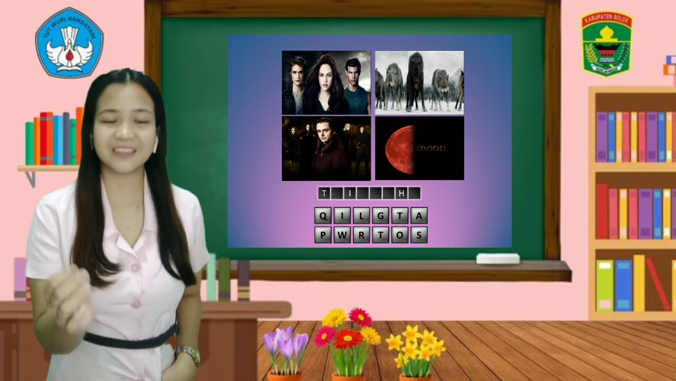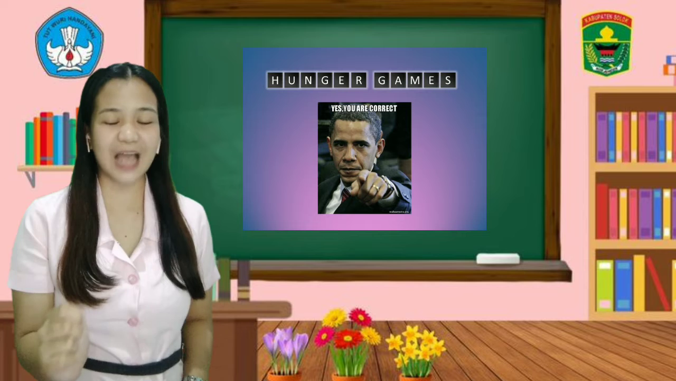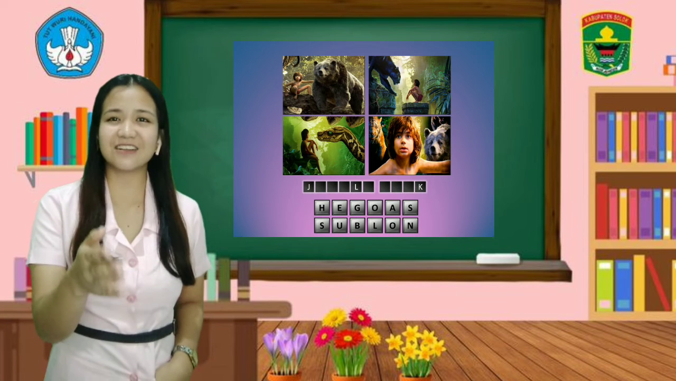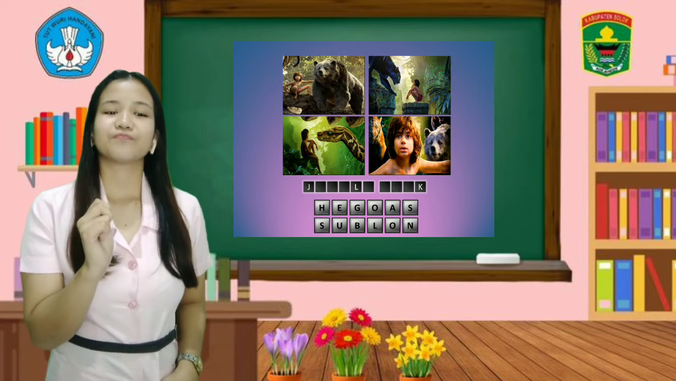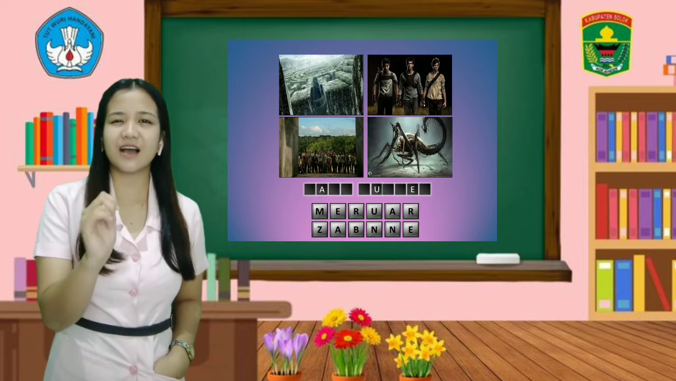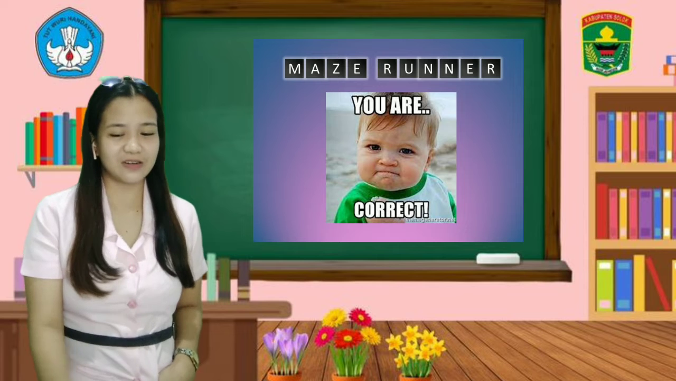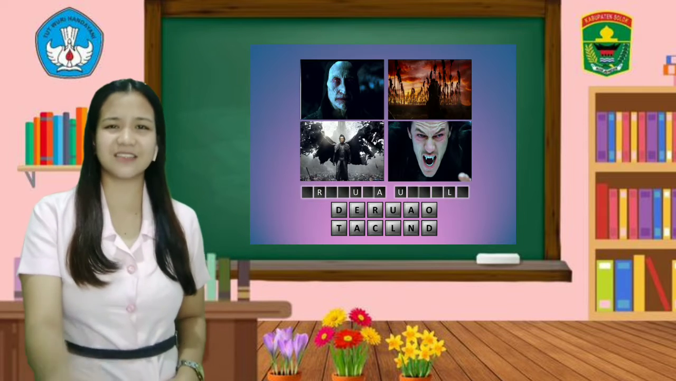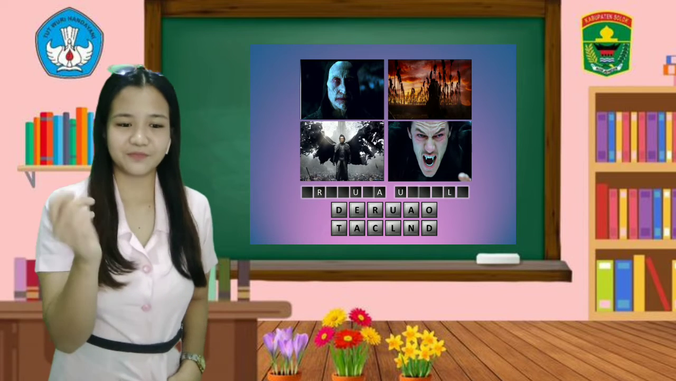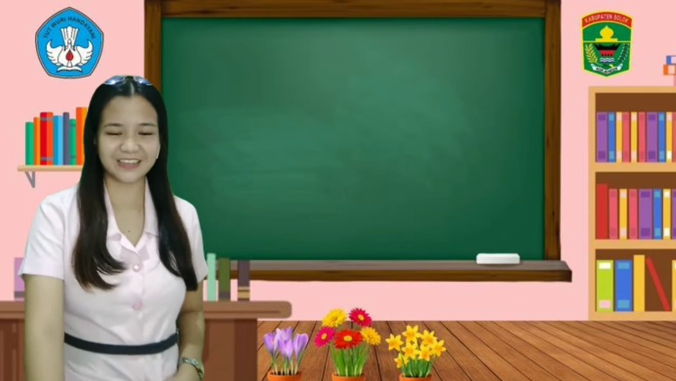Next, Jamie. Twilight. You are correct. Next, Jane. Hunger Games. That is absolutely right. Next, Rina. The Jungle Book. That is correct. Next, Leila. Yes, The Maze Runner. Okay, what a great movie. Next, who would like? Riza. Dracula Untold. That is correct.